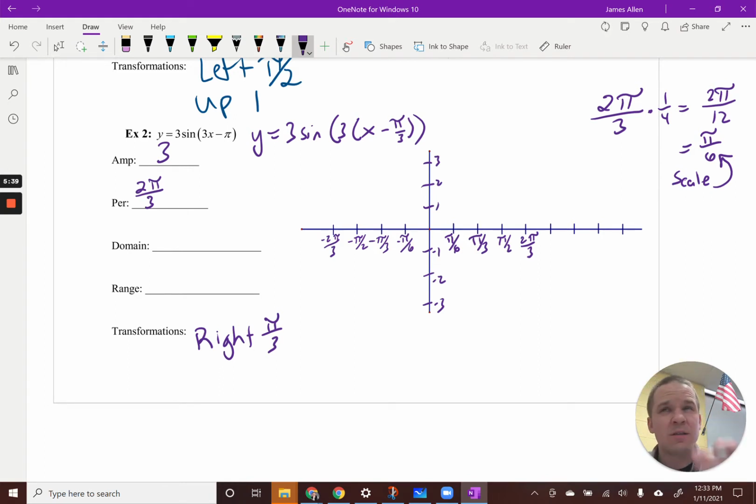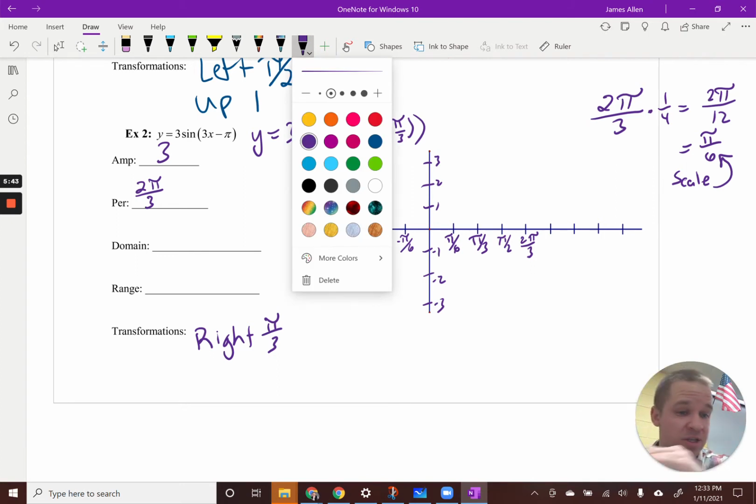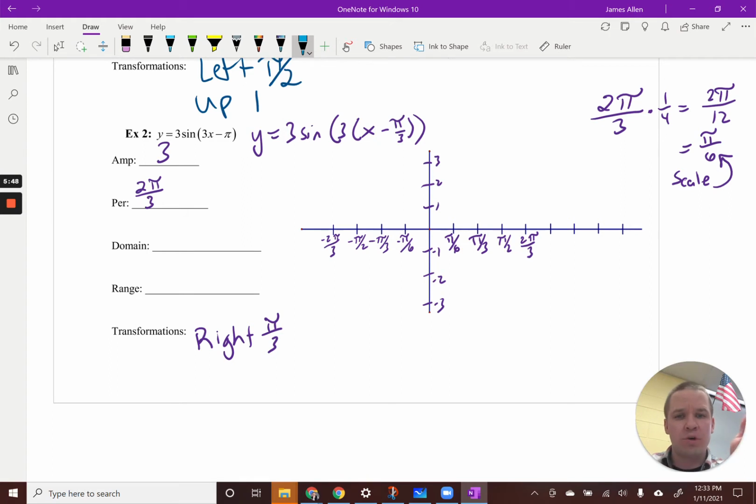Now, sine. Sine starts on the midline. In this case, it's still on the x-axis, right? And then, I'll go with a lighter blue. And we're shifting to the right pi over 3. So this scale, the period and the phase shift actually worked out pretty well with each other, which is nice. So we're going to the right pi over 3, which would put me right here. That would be my start, so to speak, of the sine function.